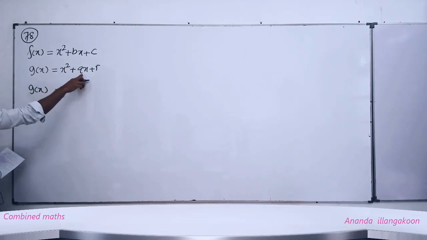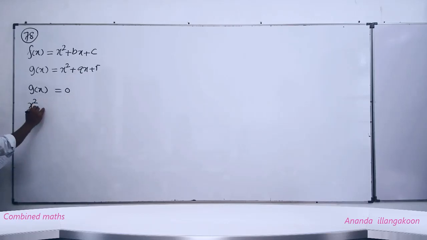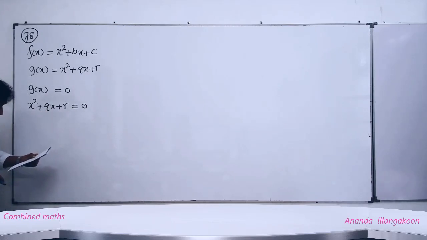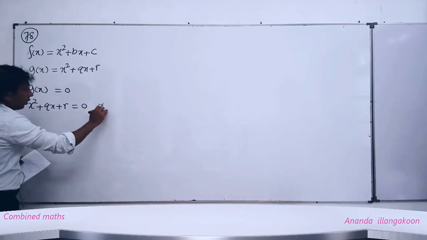g(x) equals 0, that is x squared plus qx plus r equals 0. This is the quadratic equation. We are given that for g(x) equals 0, alpha and beta are the roots. That means its roots are alpha and beta.